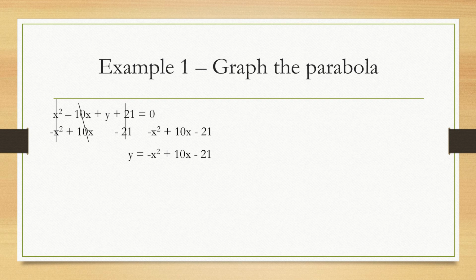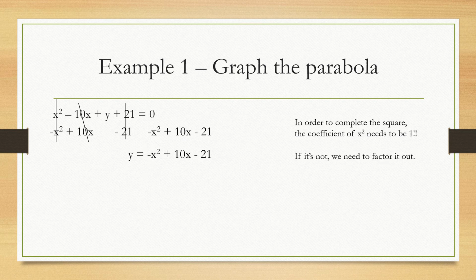What's important to note here is that when we complete the square, the coefficient of x squared needs to be 1, otherwise completing the square doesn't work. Notice here that the coefficient of x squared is actually negative 1. So we have to factor it out in order to successfully complete the square. That's what this looks like.